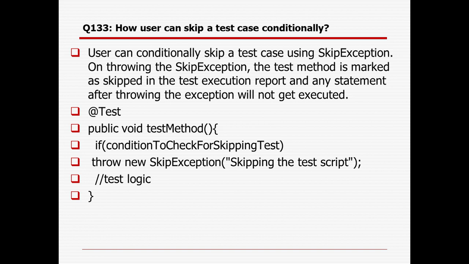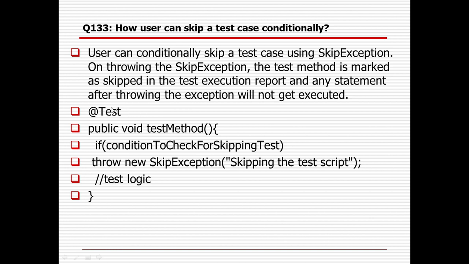How can a user skip a test case conditionally? In case you have multiple test cases, but you want to skip a particular test case, you can do it. A user can conditionally skip a test case using skip exceptions. On throwing the skip exception, the test method is marked as skipped in the test execution report, and any statement after throwing the exception will not get executed.